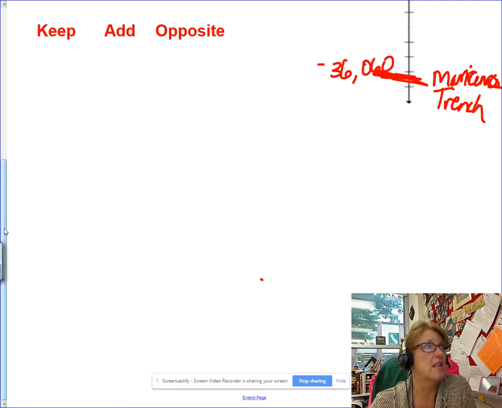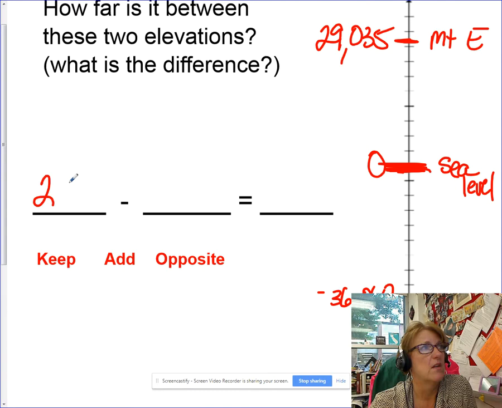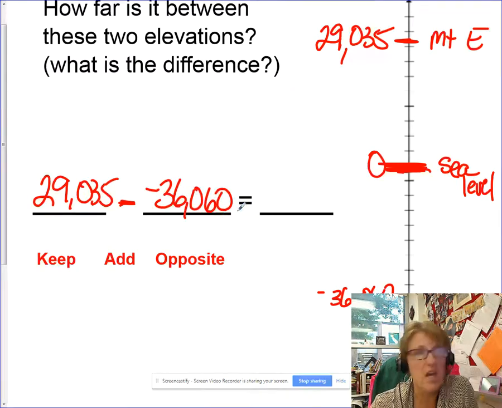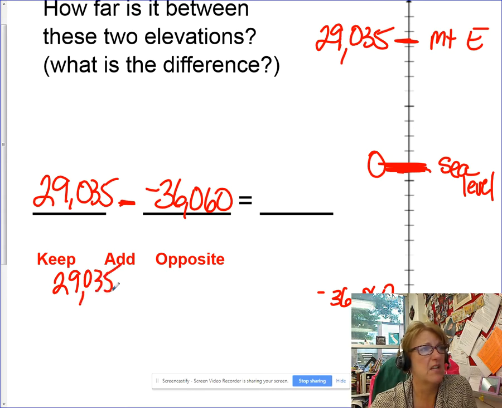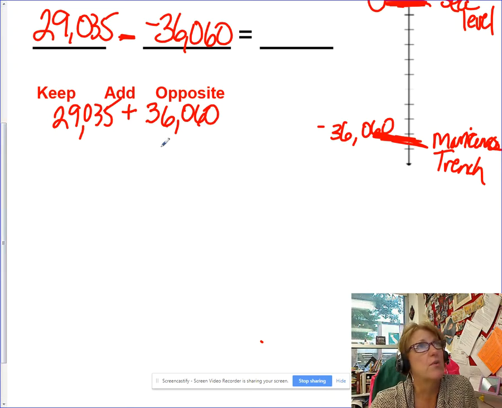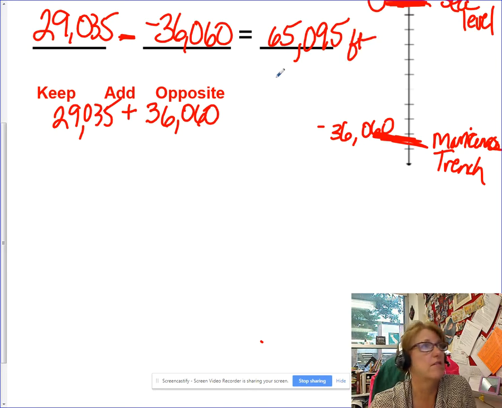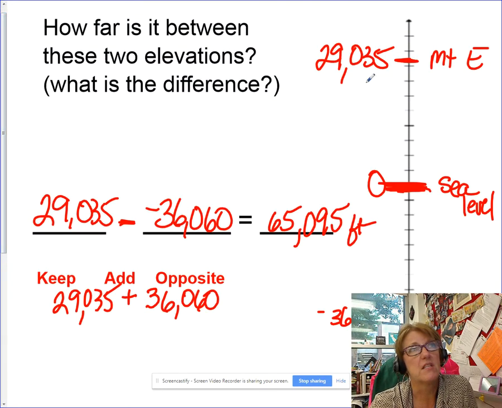All right, if we want to find the difference between these two, from Mount Everest, subtract the bottom here, which is negative 36,060. And when you do that, keep that first number and add the opposite. So this becomes plus the opposite of negative 36,060, which is positive. So really, you just end up having to add these two together. Let's see, 65,095 feet. Holy cow.